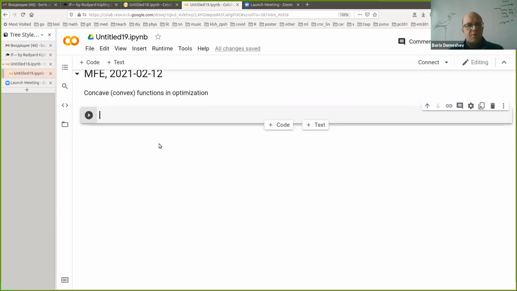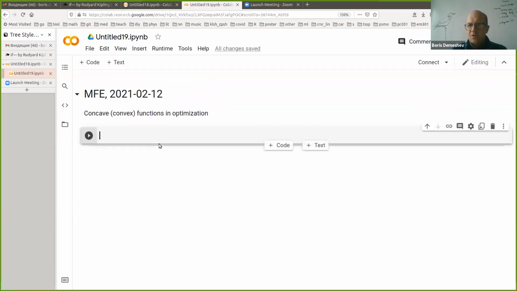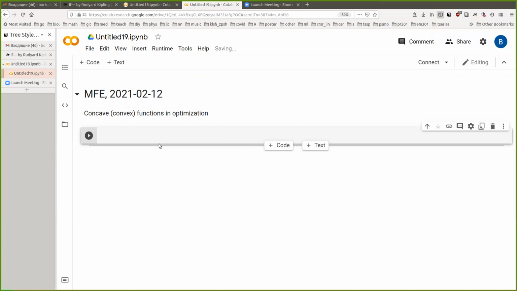Okay, now I think everything works. You can see what I'm typing. You can use the link and scroll up, scroll down. Everything is fine. Just to check. Yeah, it works.